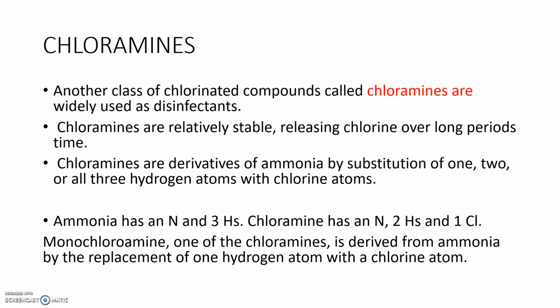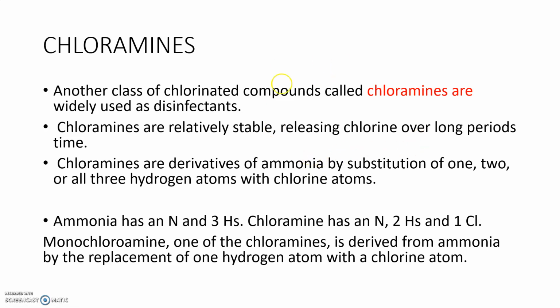Ammonia, so there is a picture of the chloramine and ammonia. These are the derivatives of ammonia. Chloramines are the derivatives of ammonia, but the difference is substitution of 1, 2 or all 3 hydrogen atoms with chlorine atoms. So the hydrogen atoms present in the ammonia are substituted with chlorine atoms, that is chloramines.